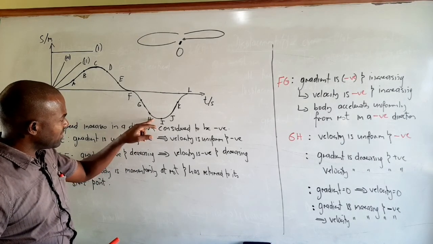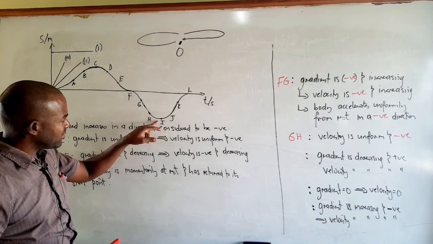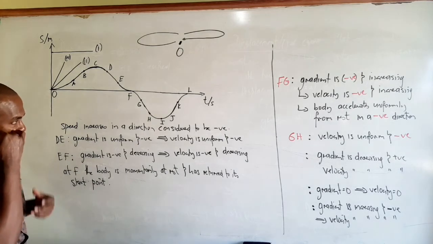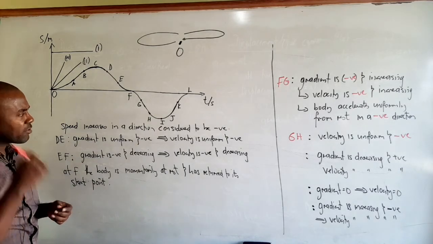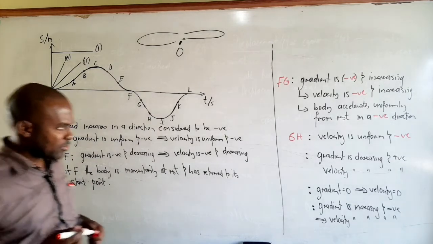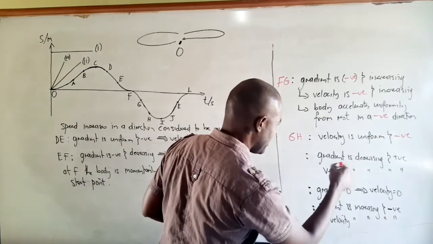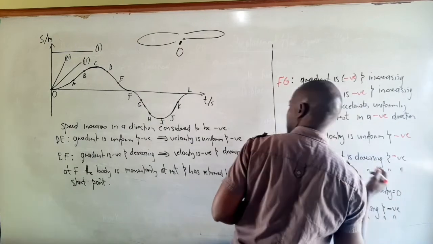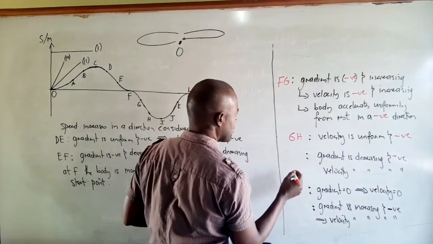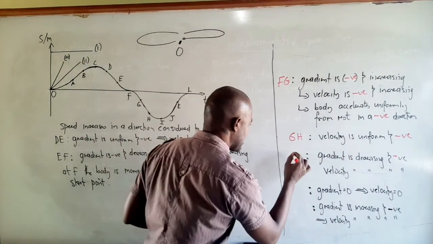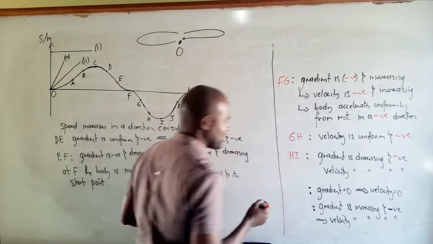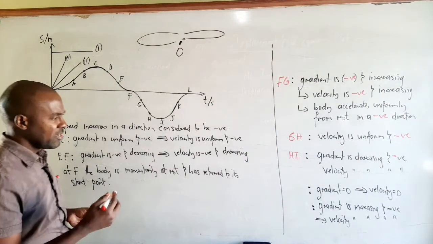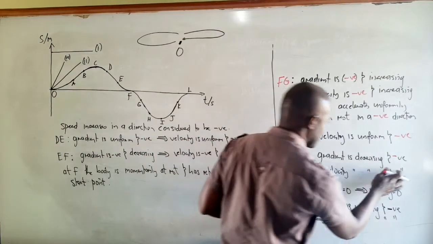So the gradient is still negative, but decreasing. And what this basically means is that the velocity is still negative, but it is decreasing, right? So the gradient is decreasing and negative. So that's GH. No, HI rather, HI. HI, the gradient is negative and decreasing, which means the velocity is negative and decreasing, right?